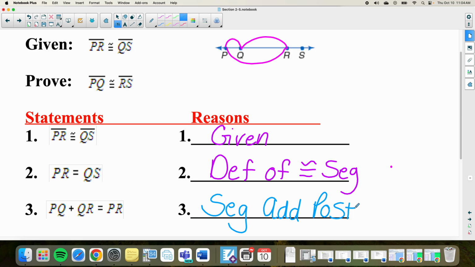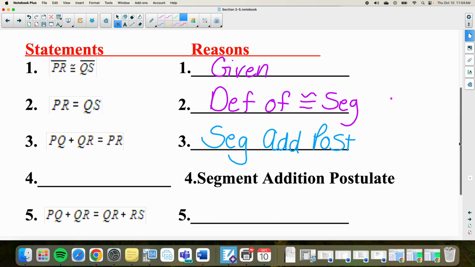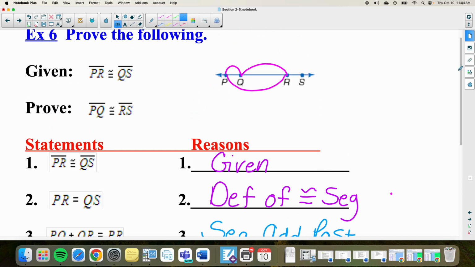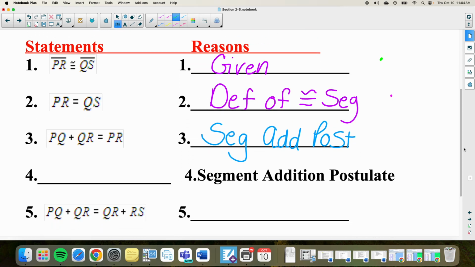Okay. Now, if you look, they want us to do the segment addition postulate again. And if I look here, I already broke up PR, but I didn't break up QS yet. And so I have segment QRS here that I can break up. So I'm gonna say QR plus RS equals QS. QR plus RS equals QS. And again, that's segment addition postulate.